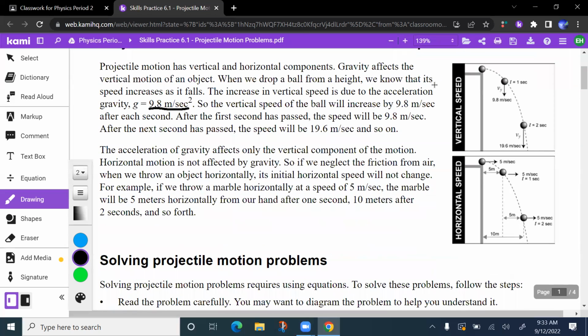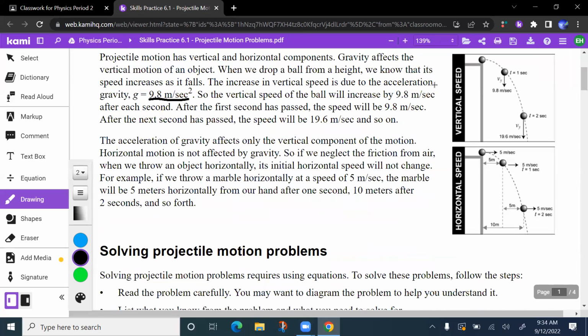The acceleration of gravity affects only the vertical component because gravity points down. It doesn't point in the horizontal direction. So horizontal motion is not affected by gravity. So if we neglect the friction from air, when we throw an object horizontally, the horizontal speed will not change. In other words, ladies and gentlemen, we're going to be doing a projectile motion problem with constant speed in the x direction, and we're going to be doing constant acceleration due to gravity in the y direction.